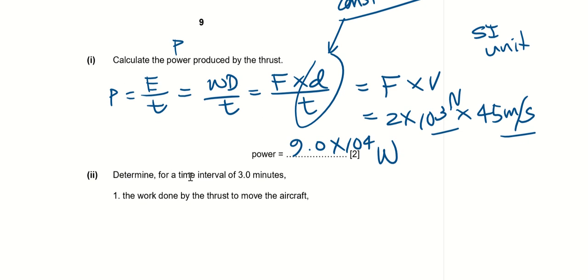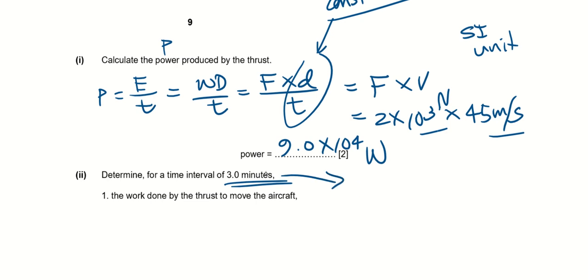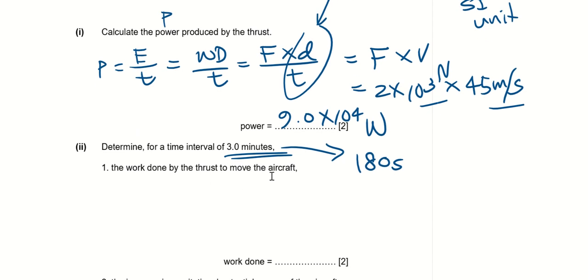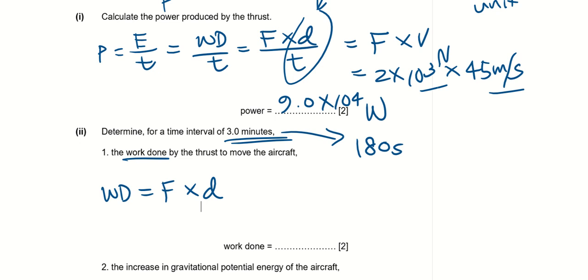Okay, determine for a time interval of 3 minutes. So 3 minutes, I need to take note, is actually 180 seconds. The work done by the thrust to move the aircraft. What's the work done? Work done is force times distance moved in the direction of the force. So how do I calculate the distance traveled?